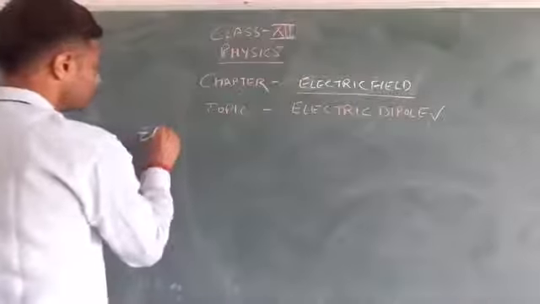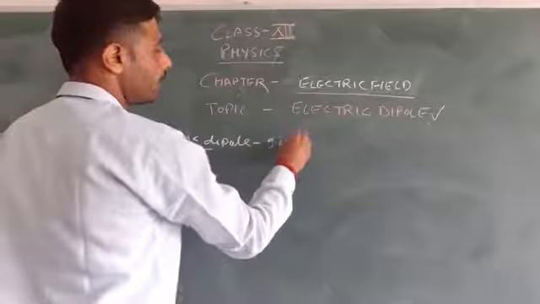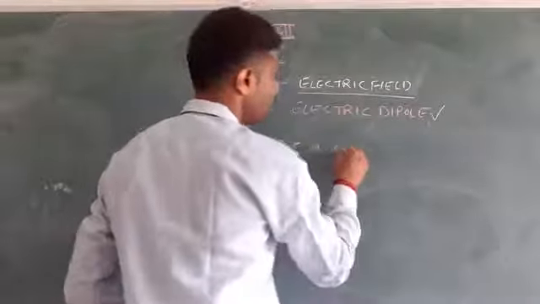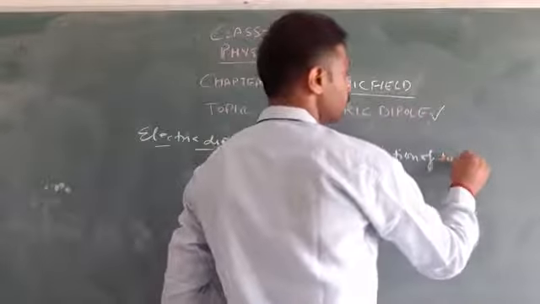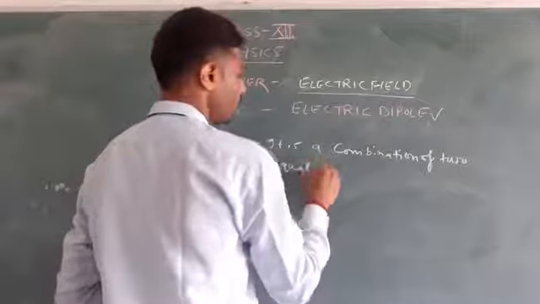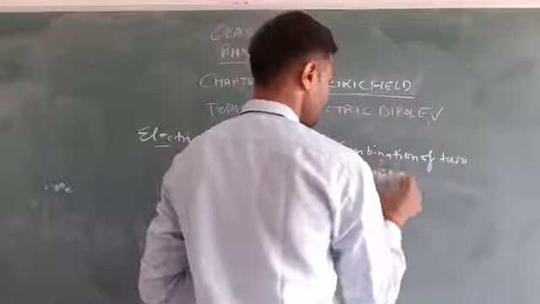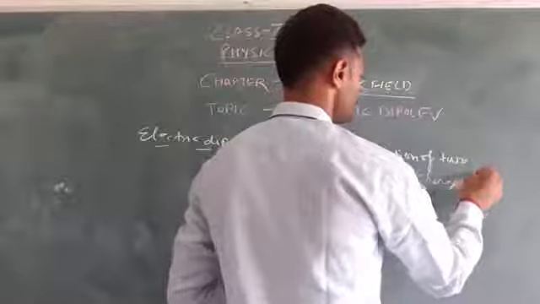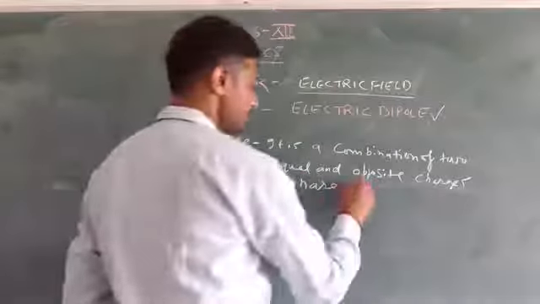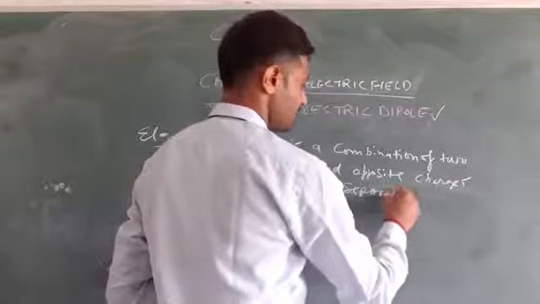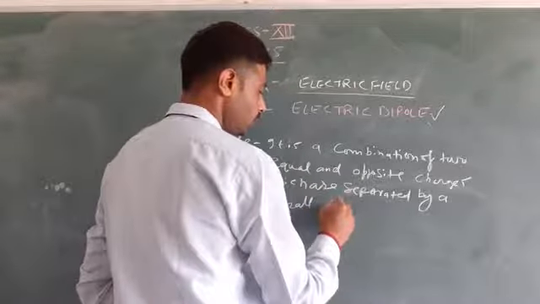Electric dipole: it is a combination of two equal and opposite charges which are separated by a small distance. Separated by a small distance.